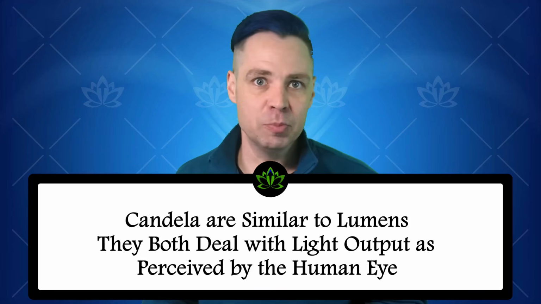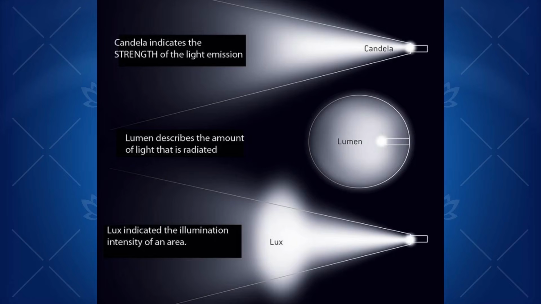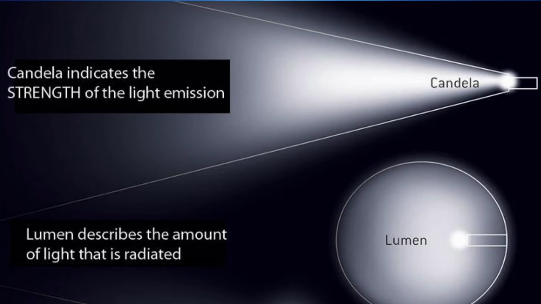Candle power is an obsolete term that has been replaced by candela. Candela are similar to lumens in that they both deal with light output as perceived by the human eye. The key difference between the two is that candela is specifically a measurement of directional intensity. 1 candela is close to the light intensity produced by an ordinary candle perceived by the human eye, and addresses how bright the light source is in a particular direction.